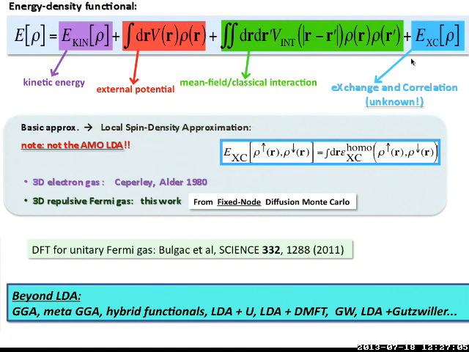There is a huge number of methods that one could use to go beyond the local density approximation. Here I put a very incomplete list of methods which are being used. The problem is that there is no systematic way to go beyond LDA. So when LDA fails, people don't know exactly what to do.